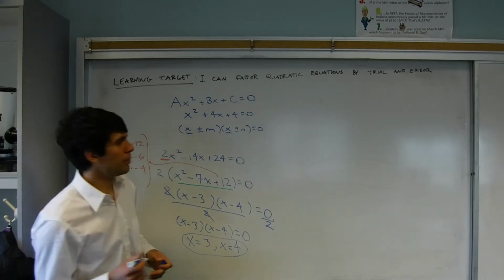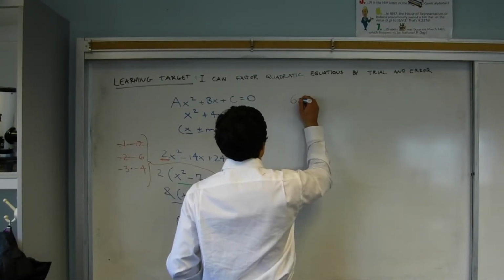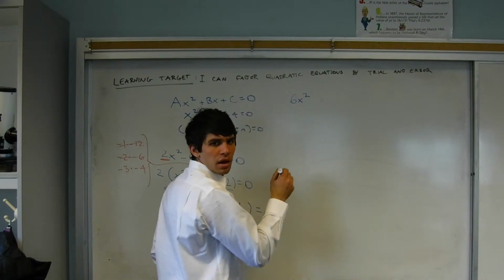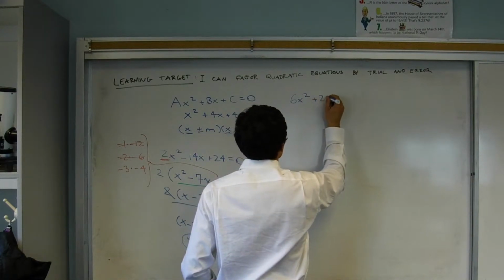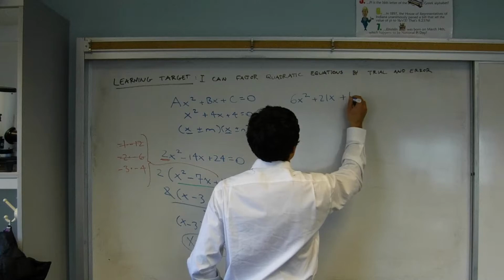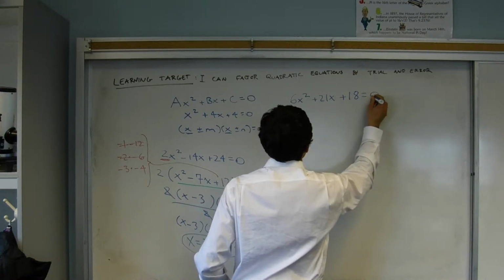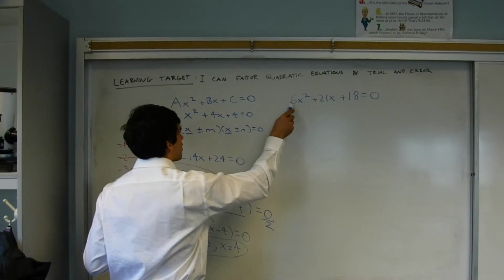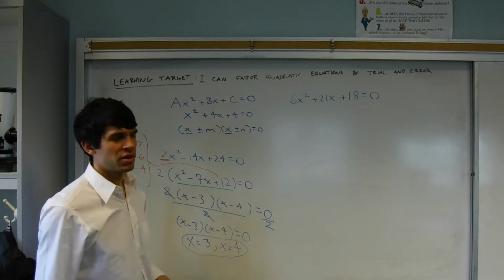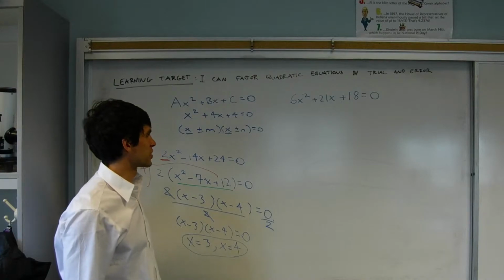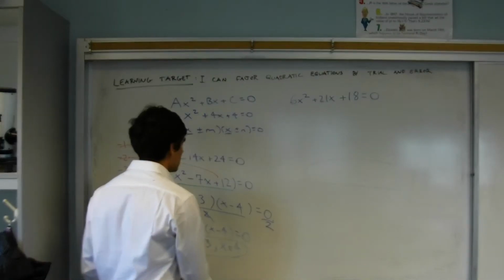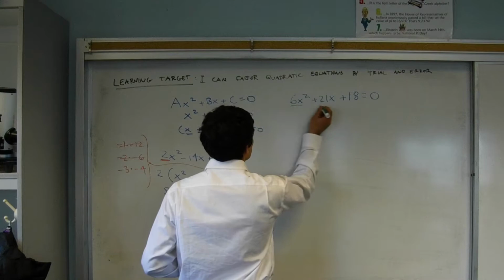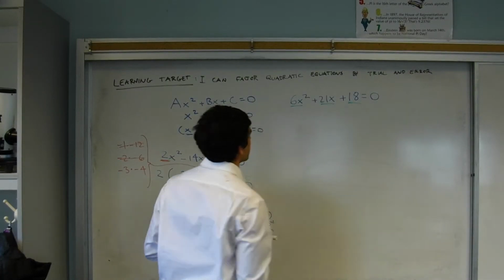Let's do 6x squared plus 21x plus 18 is equal to 0. So now our leading coefficient is a 6. So what we're going to do is we're going to say, okay, I'm going to look at each of these terms and see if they're divisible by the same number.